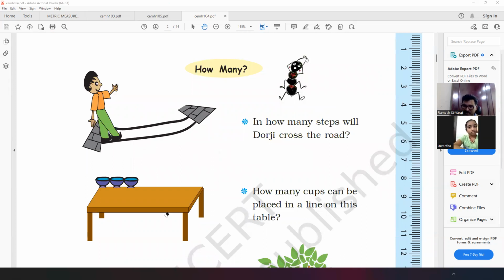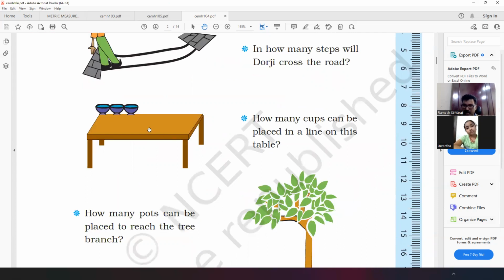And you see in this example, how many cups can be placed in a line on this table? Here we have already kept 3, right? How many more can we keep like this? Maybe another 3 plus 2. Total 8 only we can place. Otherwise, the ninth one will fall down, right? So this is the length of the table.